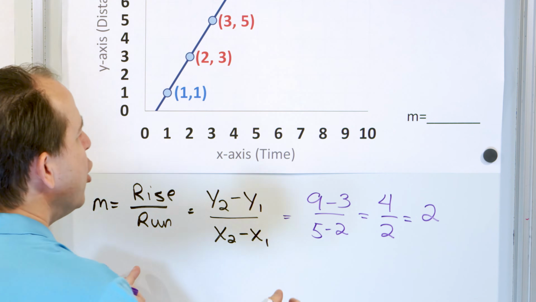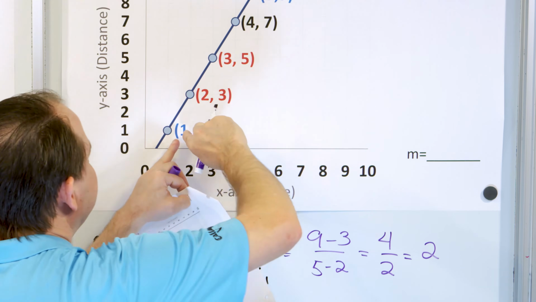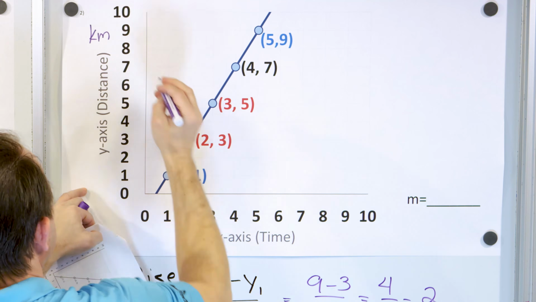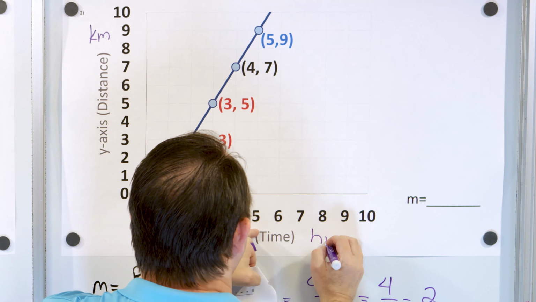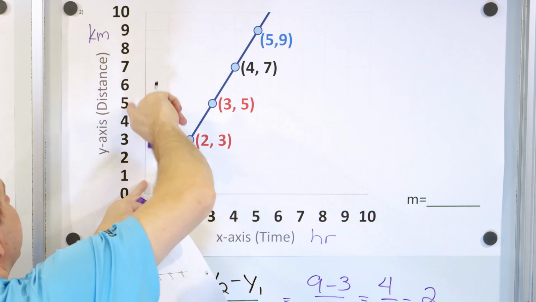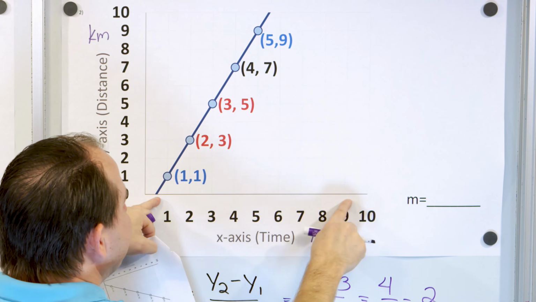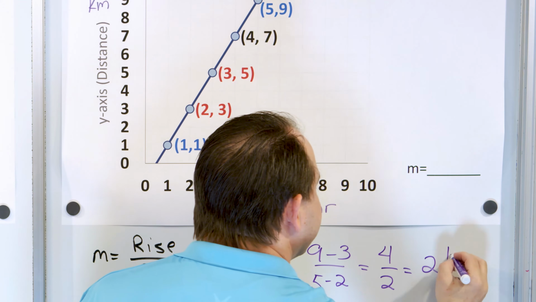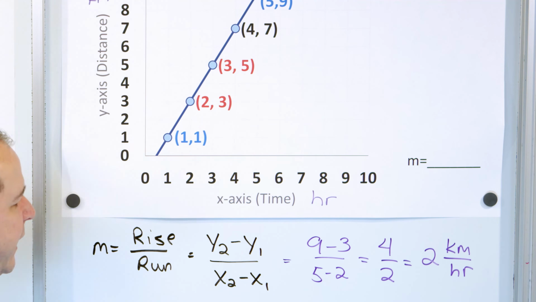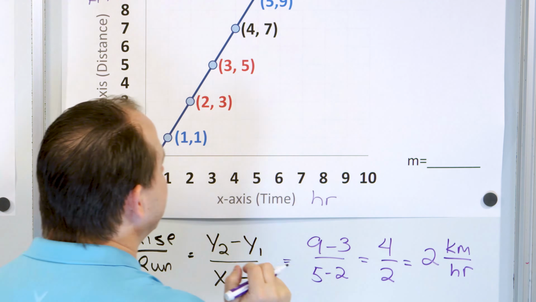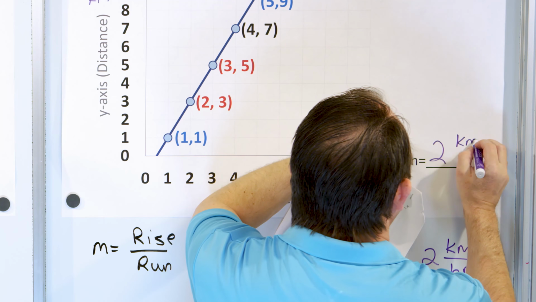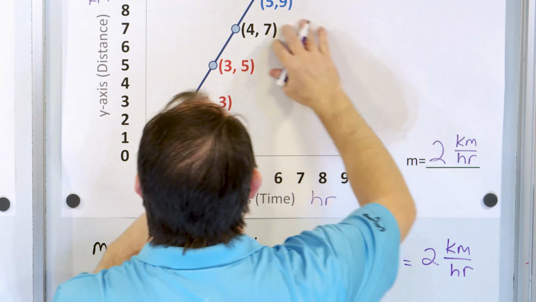And what are the units? Well, this was 9 minus 3. This was subtracting kilometers, and this is hours. So the rise, when we subtracted the y values, was subtracting kilometers. Here we're subtracting hours. So it's kilometers on the top and hours on the bottom. So what it's saying is that you're walking at a speed of 2 kilometers every single hour. So we'll put a slope here of 2 kilometers per hour. That's just the slope of that line.